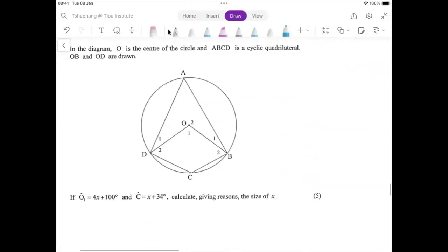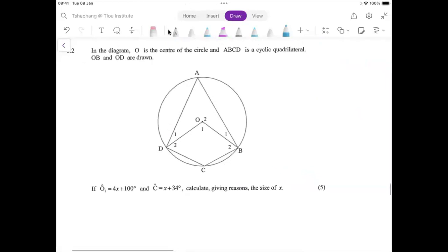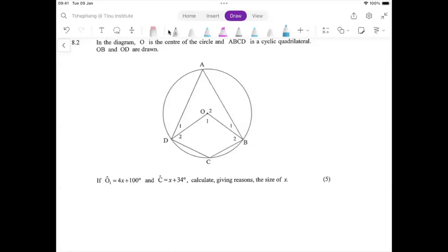Okay. Now moving on. Zoom out a little bit so we can see the full question. In the diagram, O is the center of the circle and ABCD is a cyclic quadrilateral. OB and OD are drawn. Okay, so we know those are radii immediately. Now, if angle O1 equals 4x plus 100 and C equals x plus 34, calculate, giving reasons, the size of x.